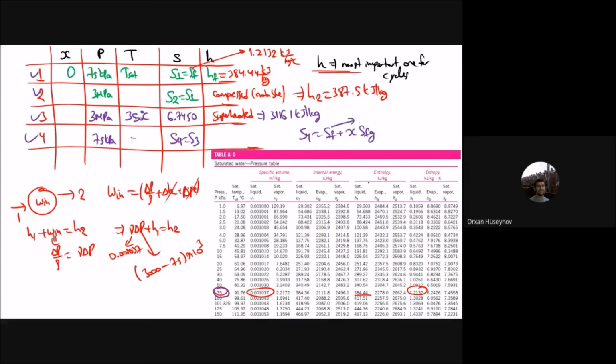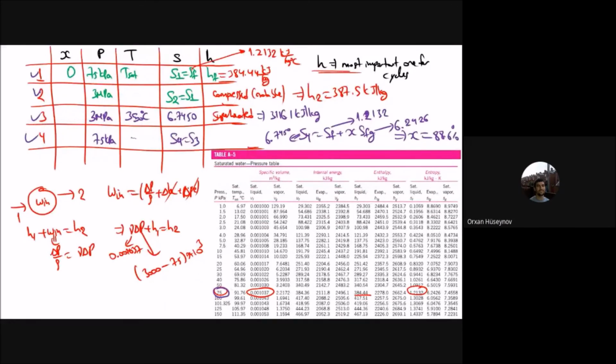SF value for 75 kilopascal is 1.2132. And SFG value is given as 6.2426. And the S4 value is given as 6.7450. From here you can find the quality, and the quality value will be 88.6%. That is the quality.